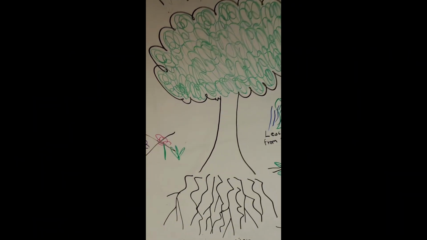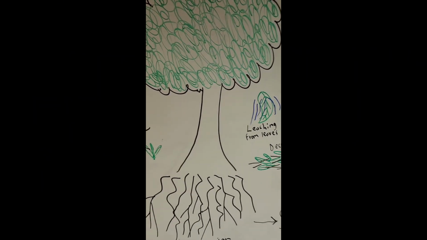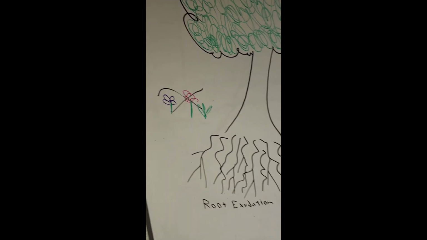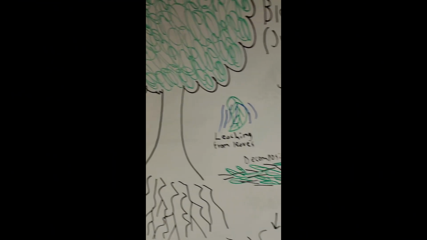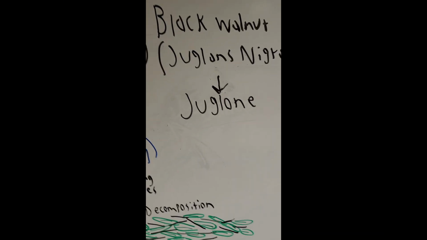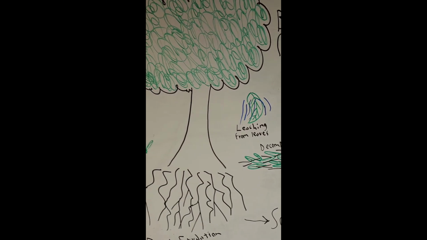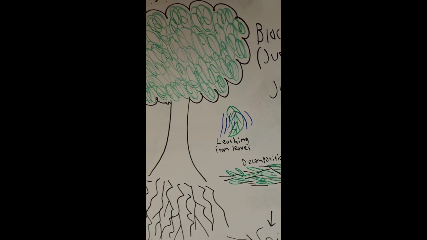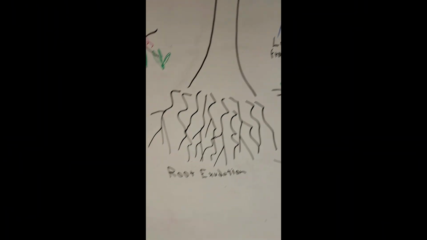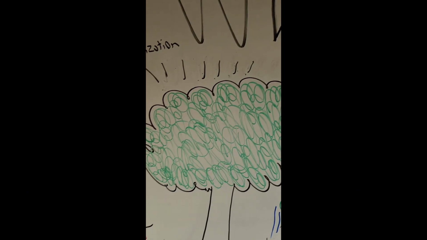If you've ever walked by a black walnut tree, you might have noticed that there's nothing growing beside it. It's just a plain empty field with grass. And that's because black walnut trees are allelopathic. They produce an allelochemical called juglone. And allelochemicals can be released in four main ways: leaching from leaves, decomposition of leaf litter, root exudation into the soil, or volatilization into the air.